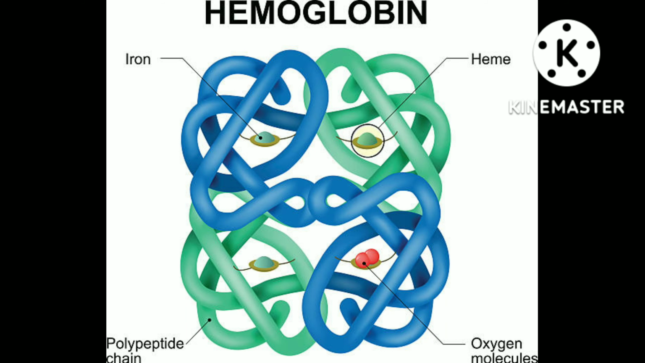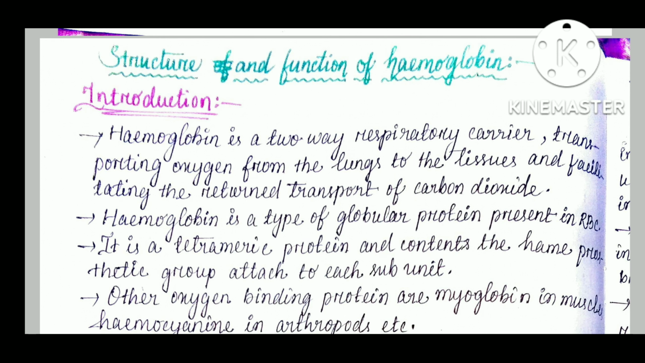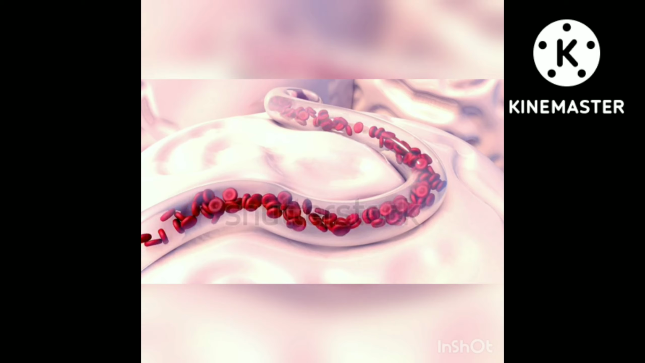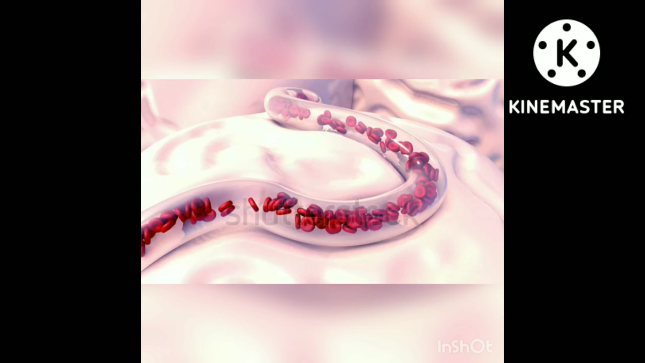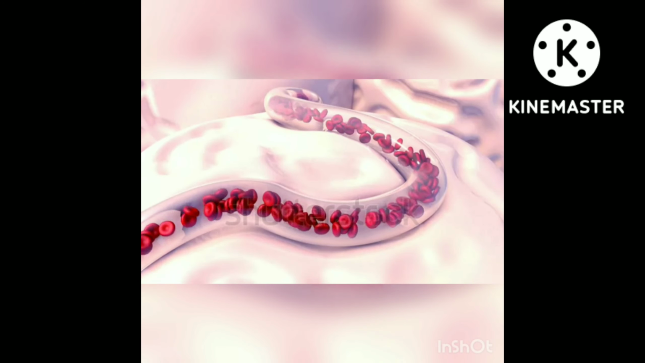Hello friends, today's topic is hemoglobin, that is structure and function of hemoglobin. Introduction. Hemoglobin is a two-way respiratory carrier, transporting oxygen from the lungs to the tissues and facilitating the return transport of carbon dioxide.